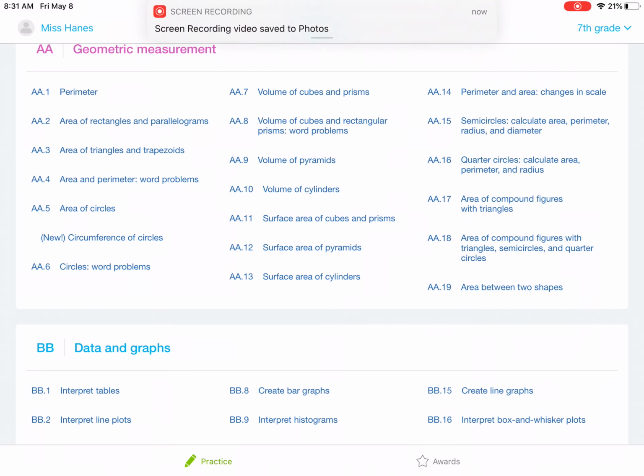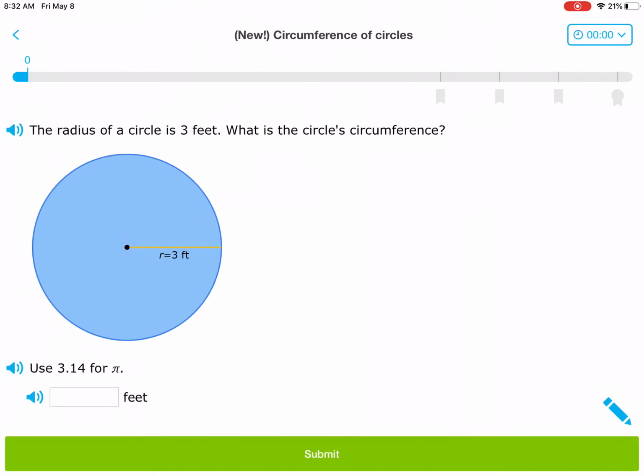So this next one we're going to do is between AA5 and AA6. It's called new and it's called circumference of circles. So it has no letter value, so I wanted to show you that. Okay, so I'm going to click on it and let's do some practicing.